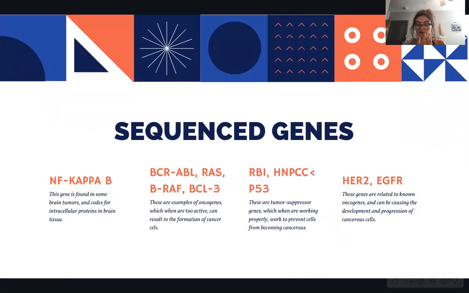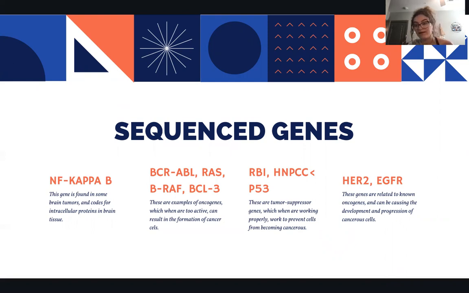Okay, so on this slide, I've given some examples of genes that were sequenced. These genes were found in patients with either lung, brain, or ovarian cancer. These genes were found to be highly mutated, and it's really common for people with these types of cancers to have a mutation in one of these genes. So I'm going to start by going through a few of them.